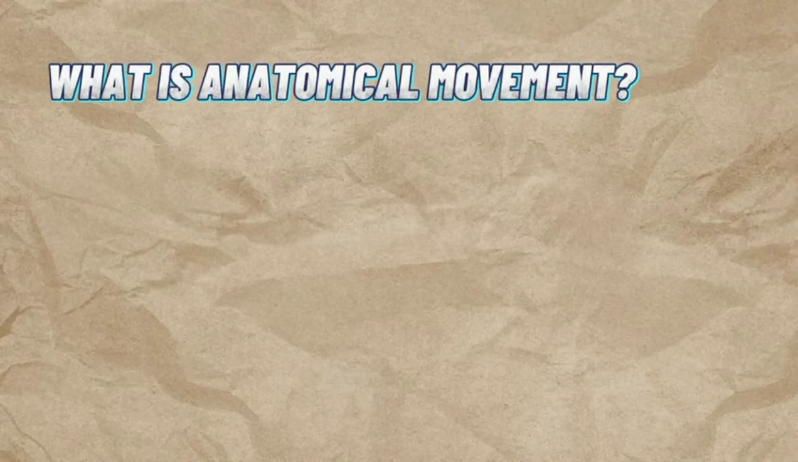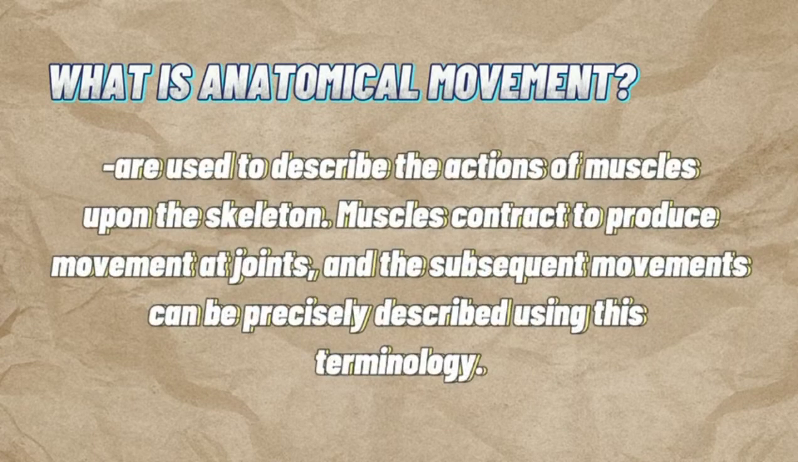So, without further ado, let's start. What is anatomical movement? Anatomical movements are used to describe the actions of muscles upon the skeleton. Muscles contract to produce movement at joints, and the subsequent movements can be precisely described using these terminologies.